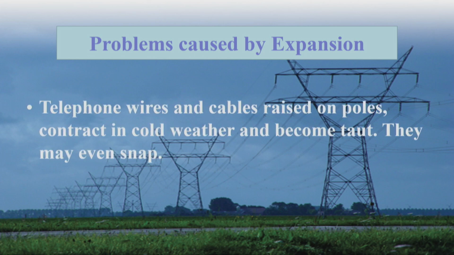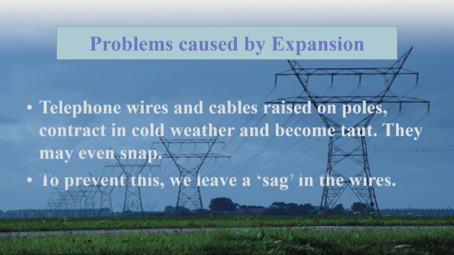Telephone wires and cables raised on poles contract in cold weather and become taut. They may even snap. To prevent this, they are loosely attached from pole to pole to allow for contraction.